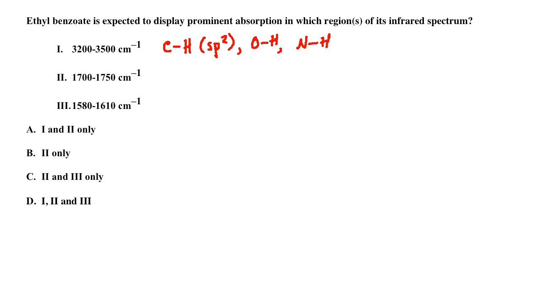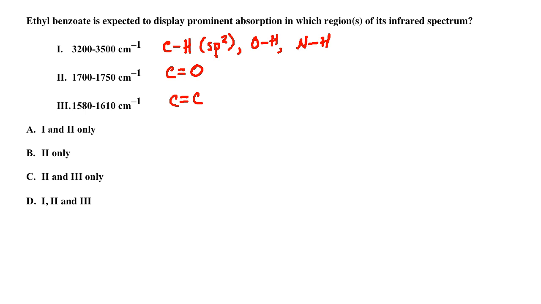We could have an alcohol stretch, and we could have some sort of an amine stretch, right? So that's number one. Then if we look at number two, 1700 to 1750, this is most definitely the region where I would find a carbonyl stretch. And then number three, 1580 to 1610. In this region, I most likely have something along the lines of a carbon-carbon double bond, and this could be for the alkene or the aromatic. So those are the different potentials that we have. Now we want to analyze which of these is most likely to show up when we're actually analyzing ethyl benzoate.